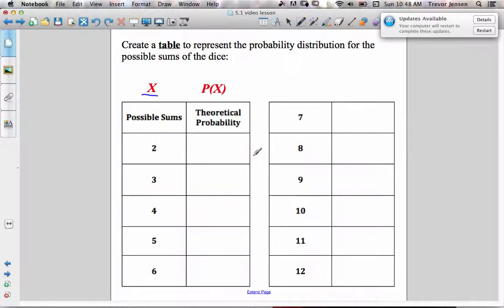Now, to do my probability distribution, I then need to figure out the probability of each of those values occurring when I roll the two die. So whenever you're calculating a probability, if I want to figure out the probability of a 2, I can figure out, okay, well, how many ways could I roll a 2? And then divide that by the total number of possible outcomes when I roll 2 die.